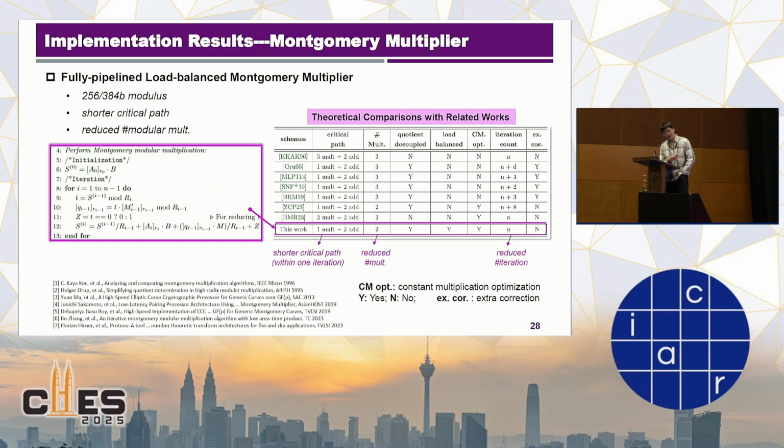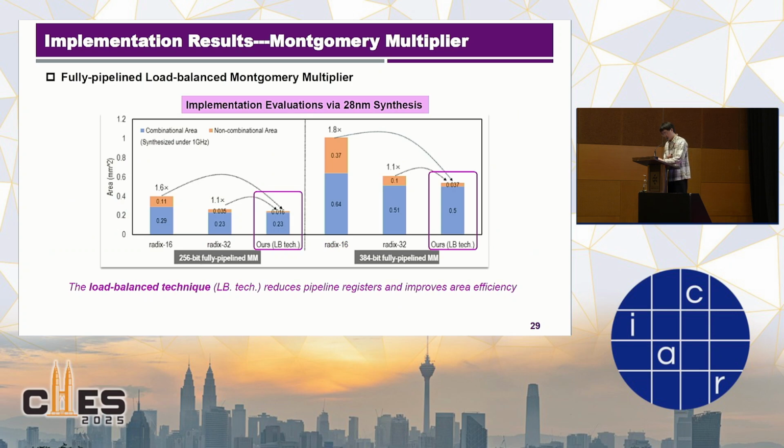We compare the proposed new algorithm with other algorithms in terms of theoretical complexity. The algorithm can support 2 bit widths of modulars and has shorter critical paths within 1 iteration, and has reduced the number of multiplications and iterations. We also synthesize the modular multiplier designs to evaluate the optimization objects. The experimental results show that the load balance technique can reduce pipeline registers and improve area efficiency.